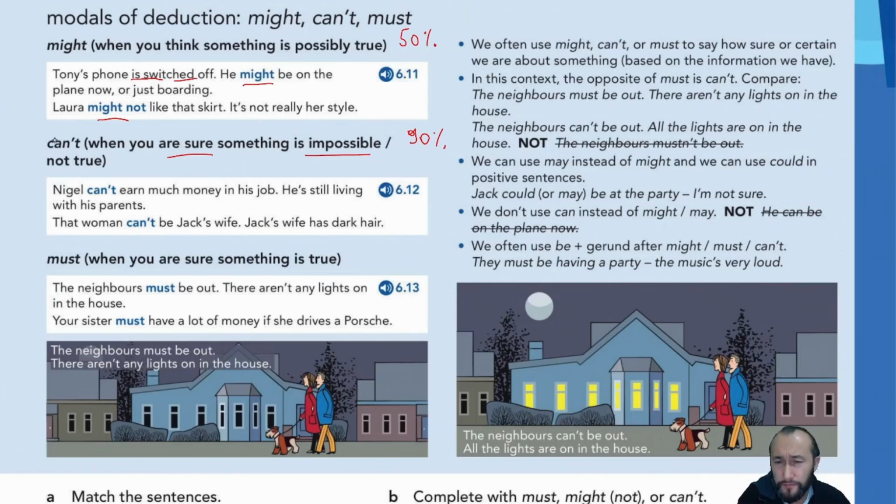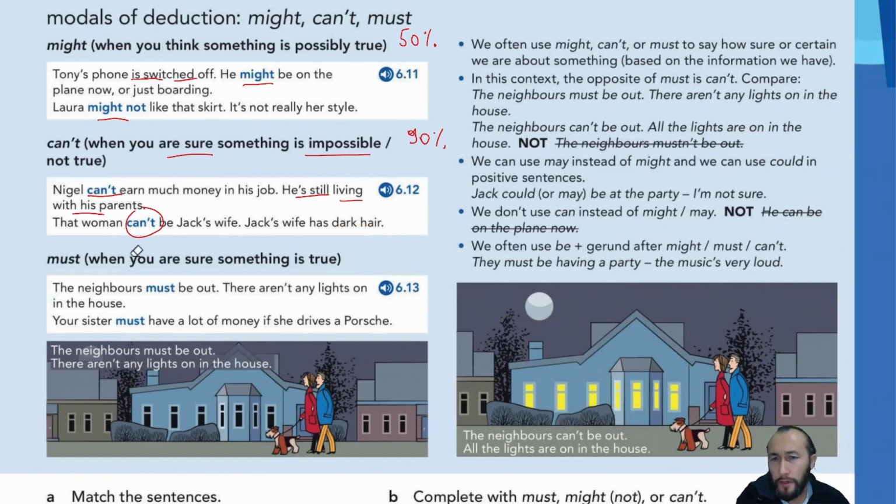Then we use can't. Nigel can't earn much money. Why? Where is the evidence? He is still living with his parents. So based on the fact that he is still living with his parents, I'm saying it's impossible that Nigel earns a lot of money. So I use can't. The woman can't be Jack's wife because Jack's wife has dark hair. So here the certainty is also quite high.